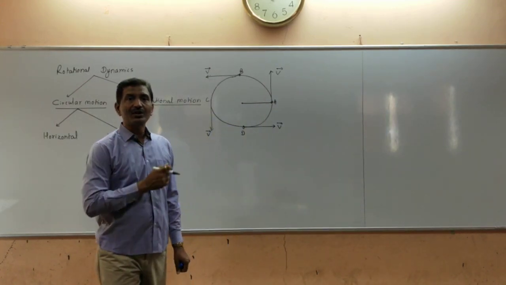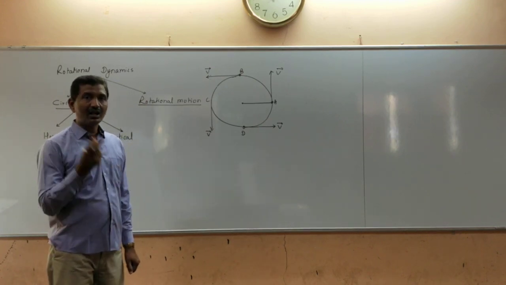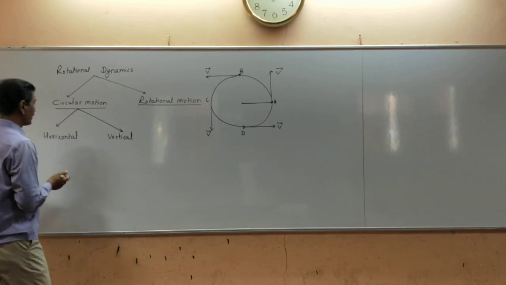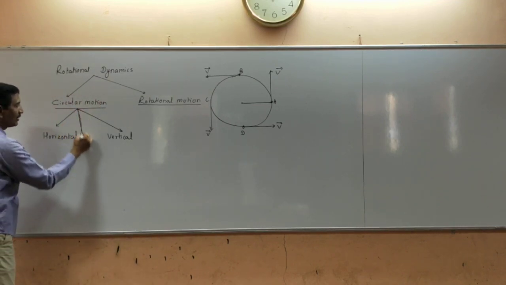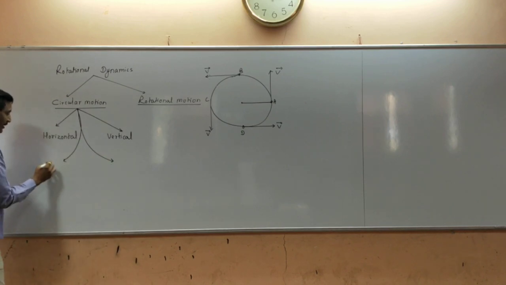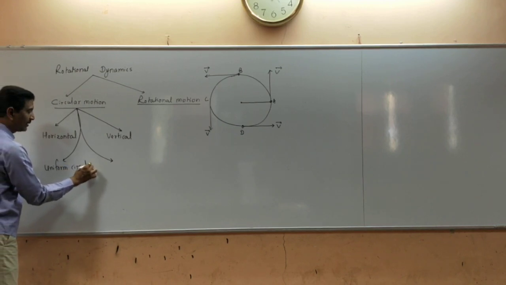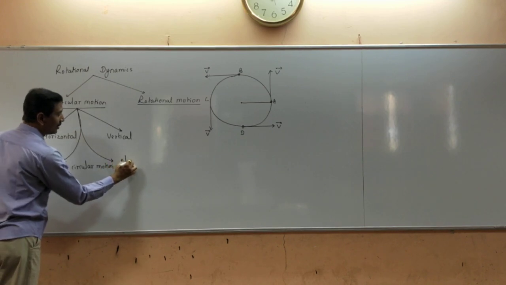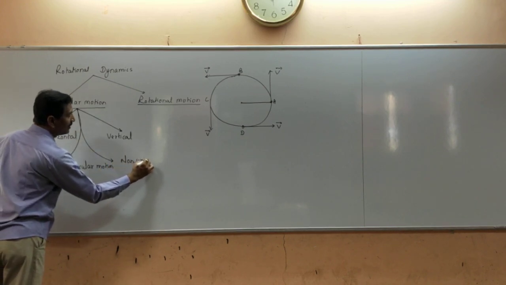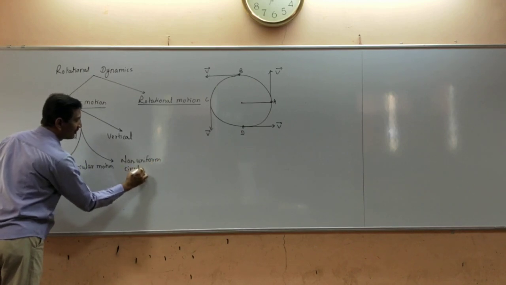So, depending on whether that linear speed is constant or not, there are two types of circular motion: uniform circular motion and non-uniform circular motion. Uniform circular motion is abbreviated as UCM, and the second one is non-uniform circular motion. So what is the difference between these two?